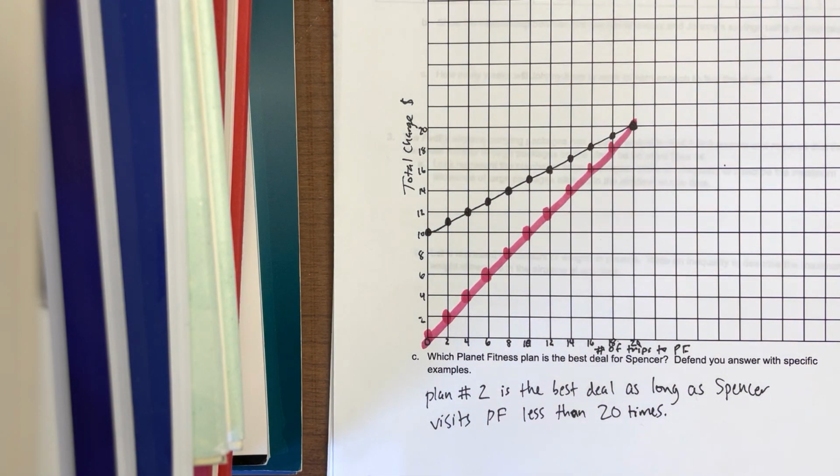I'm gonna be honest, y'all, I don't know if I've ever been to the gym 20 times in 1 month. So I think that Plan number 2 would be my best bet. Make sure that my paper looks like yours.